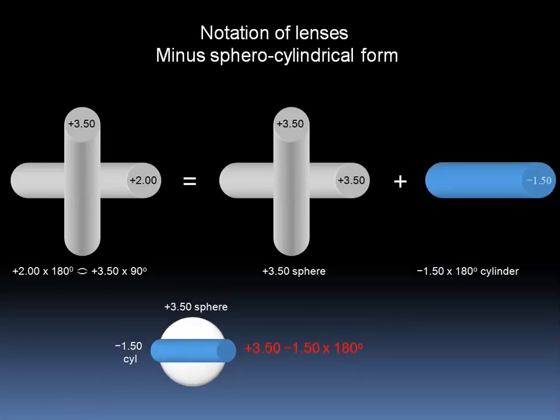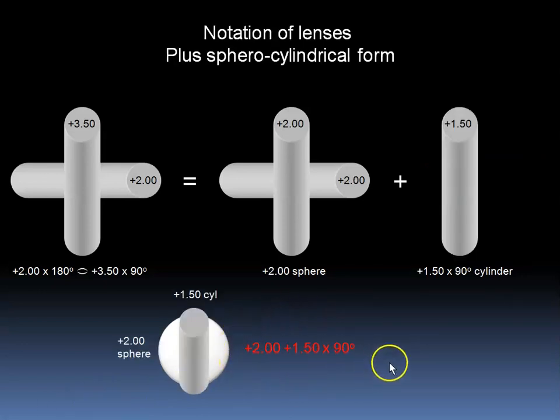Here we see the minus spherocylindrical form. We take a sphere equal to the higher power plus cylinder of +3.5 and then deduct 1.5 in the horizontal axis to get +2 in that axis. So we have plus 3.5 minus 1.5 at 180 degrees. This is equivalent to the plus spherocylindrical notation, which is plus 2 plus 1.5 at 90 degrees. And this is also equivalent to the two-cylinder notation here.